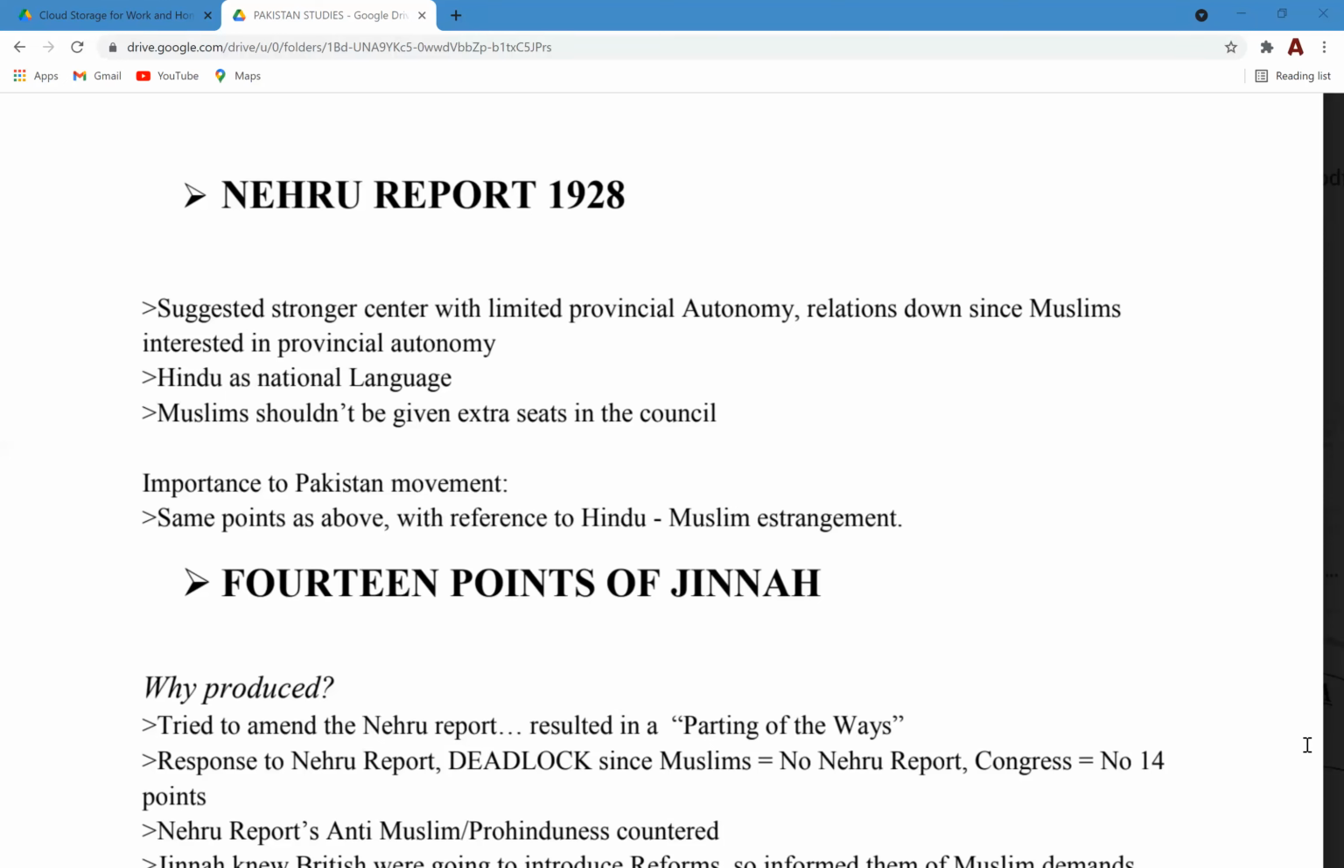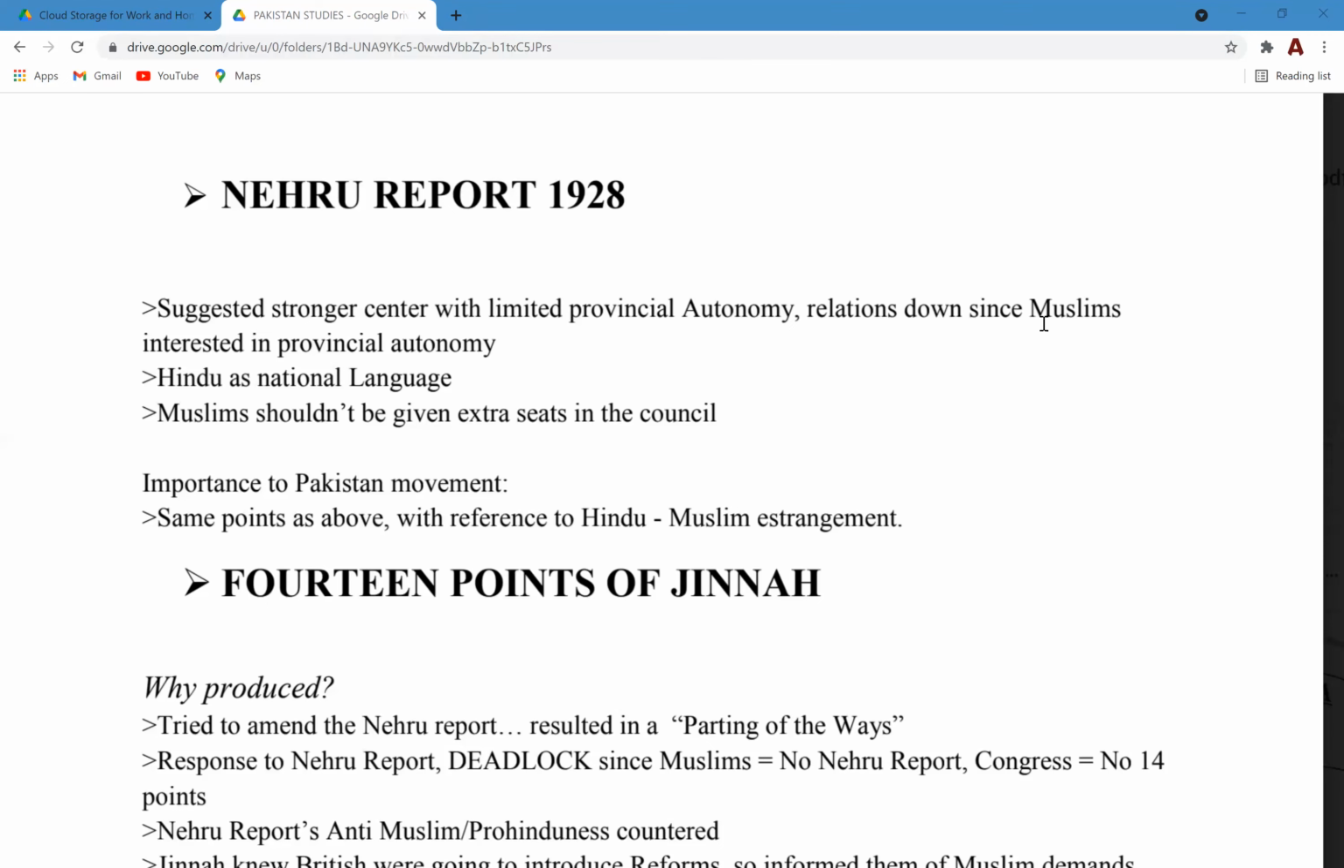Nehru Report was a report that was presented to the British by the Indian population. Muslims, the Hindus, the Sikhs, all of the Indian communities were together in a conference, and they drew up a report as a result of that. All of the points were summarized in form of a report, and that report is known as Nehru Report. It was presented to the British.